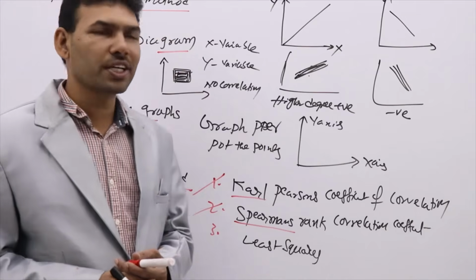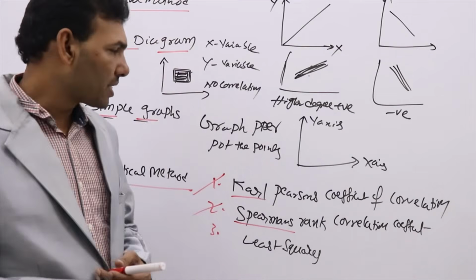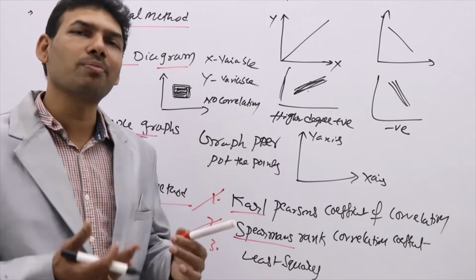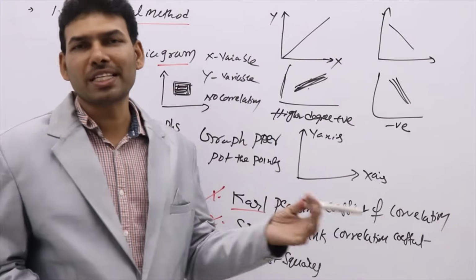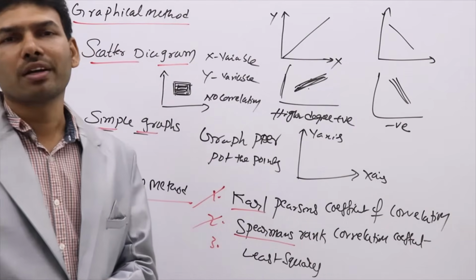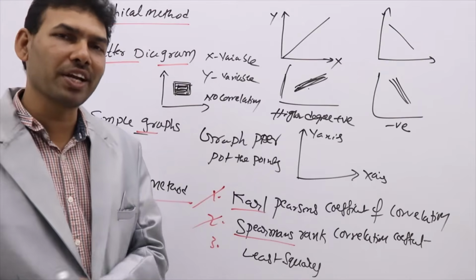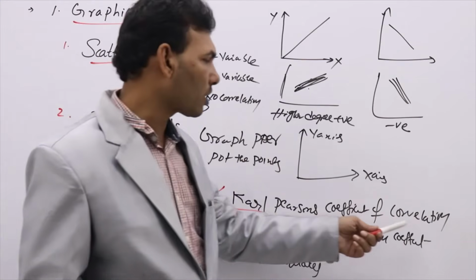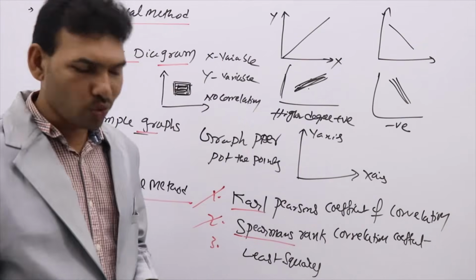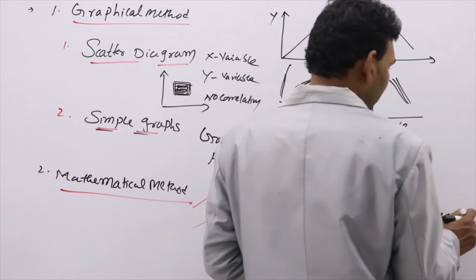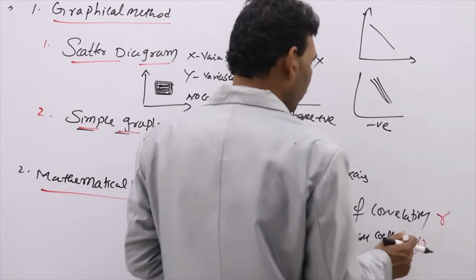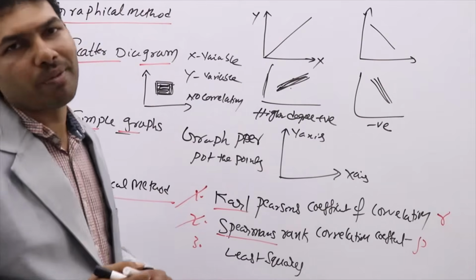Karl Pearson's coefficient of correlation: we will discuss two variables when some raw data is given, some x and y values. We will find out the relation between x and y with the correlation coefficient. This correlation coefficient we generally represent by r, and the rank correlation coefficient by rho. They lie between -1 and 1.